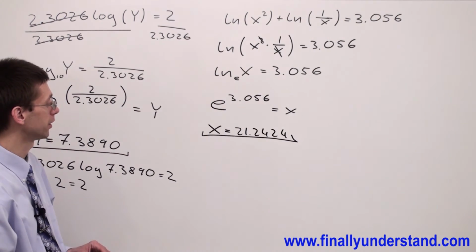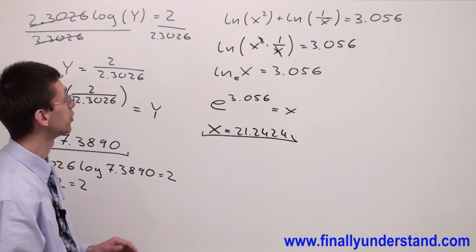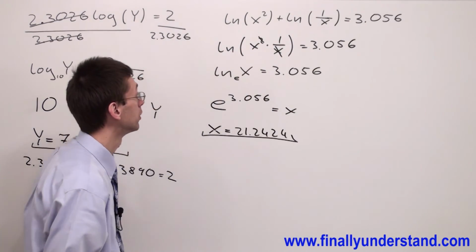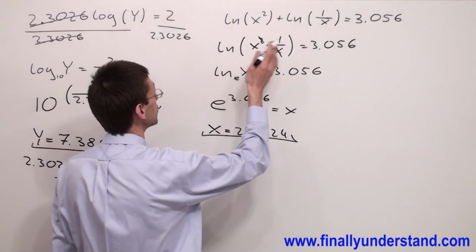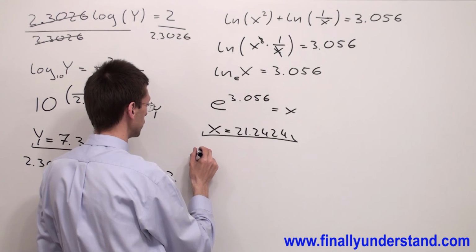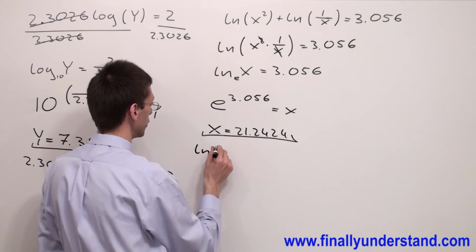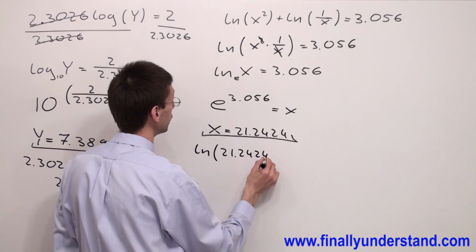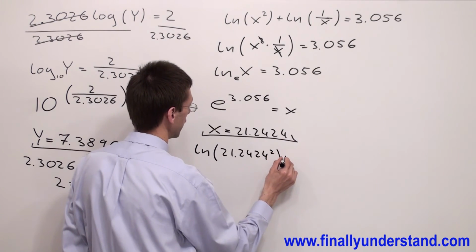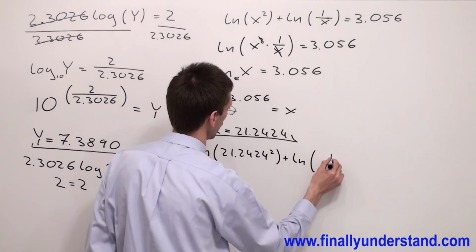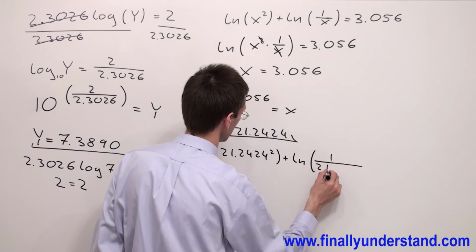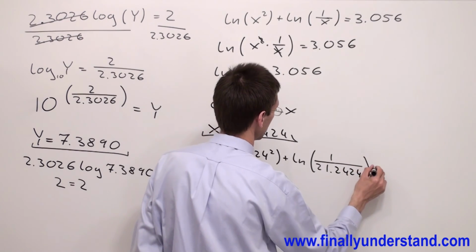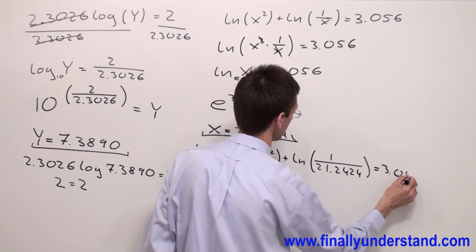If you want to verify your answer, you simply replace every single x in your original equation by this value and compare the left side to the right. Simply type into the calculator natural log, open parenthesis, 21.2424 to the second power plus natural log of 1 divided by 21.2424 is equal to 3.056.